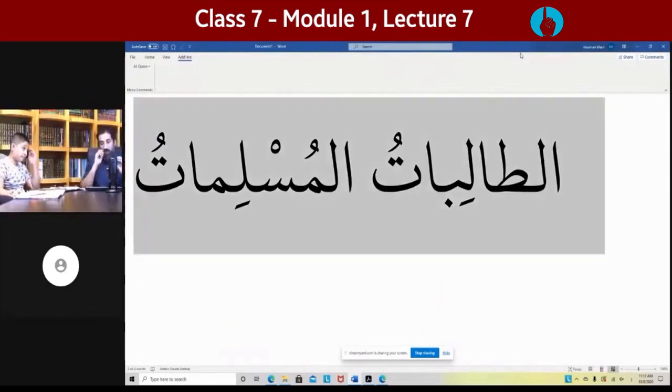And when I find that all four properties match, that's why I learned the four properties. The one place four properties really helped me was to figure out the mudaf and the mudaf ilayh. This is not mudaf ilayh between these two words. This is the second word describing the first word: the Muslim female students. That's what this means. The Muslim female students.